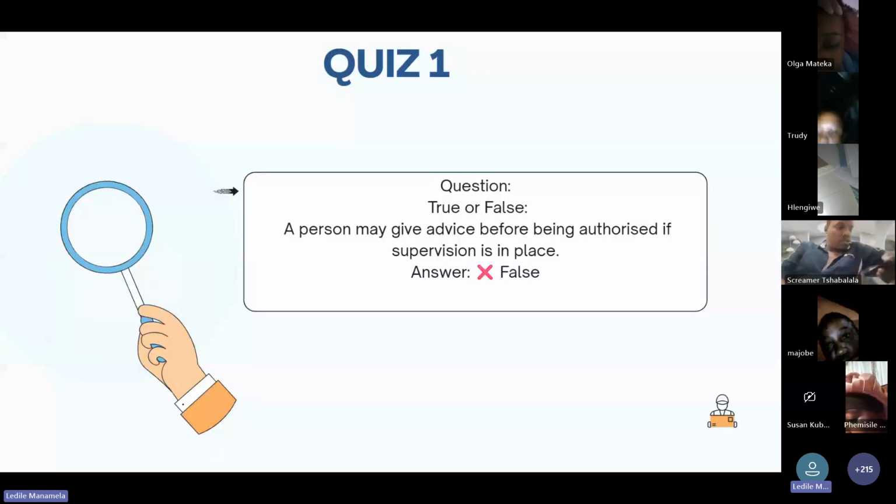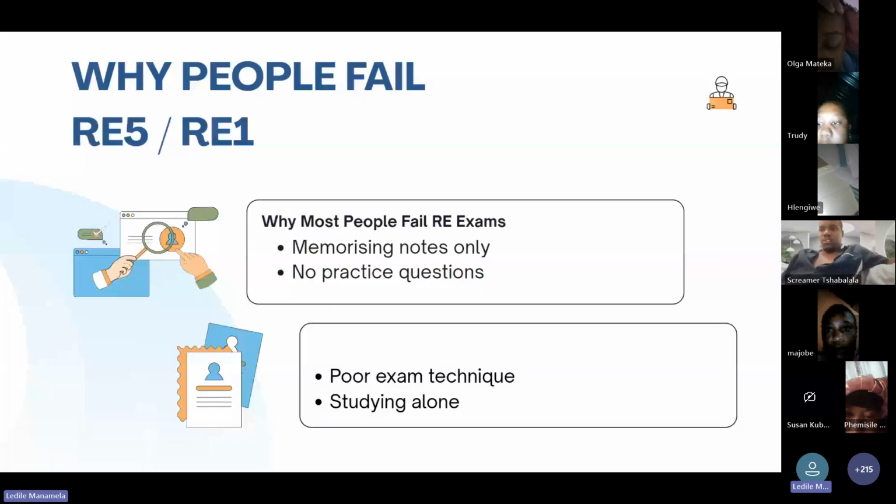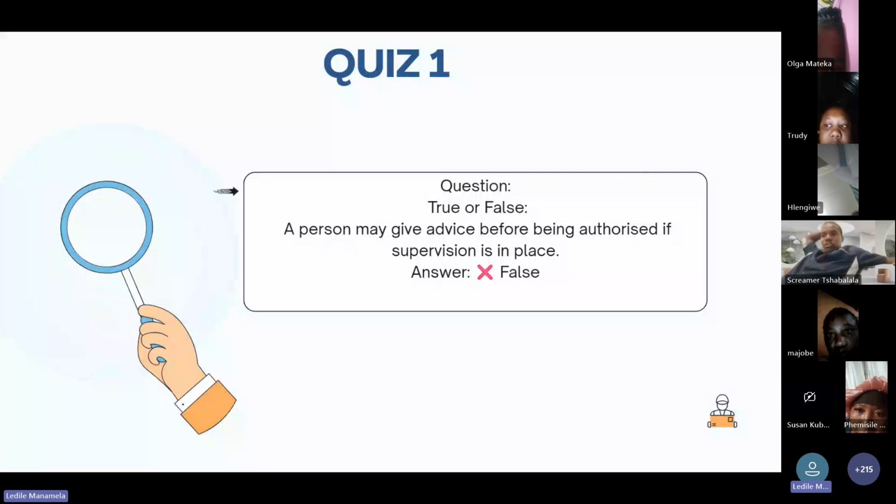So basically, it's false. So let's quickly move on to the next section. The reason why people fail RE5 and RE1, for those that are joining the industry or those that are still existing advisors, is they misread the question. So remember, the keywords here: a person may give advice. The keyword here is before. Someone might not read this properly and say, yes, I can give advice as long as you are authorized, forgetting that they're focusing on the supervision side, which is not entirely the main keyword. The keyword is before. You cannot give advice before you get authorized.